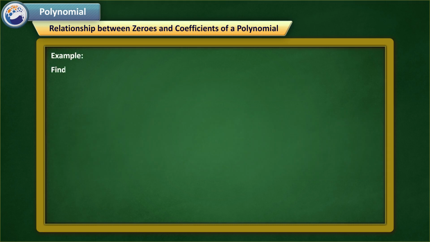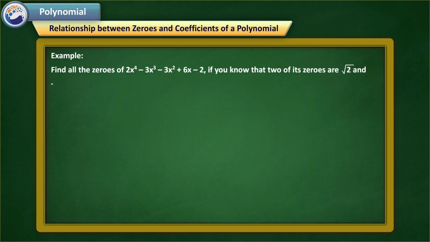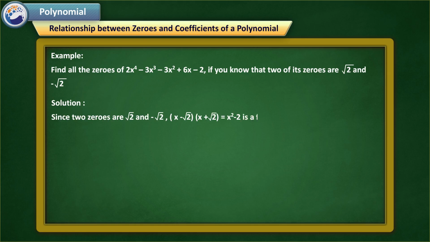For example, find all the zeros of 2x raised to 4 minus 3x cubed minus 3x squared plus 6x minus 2 if you know that two of its zeros are root 2 and minus root 2. Solution. Since two zeros are root 2 and minus root 2, x minus root 2 into x plus root 2 is equal to x squared minus 2 is a factor of the given polynomial.